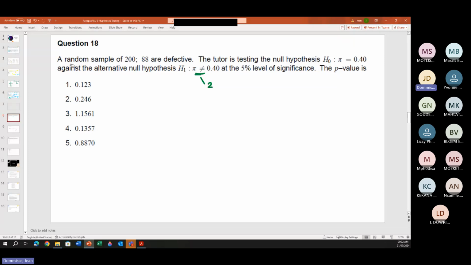Okay, so question 18. A random sample of 200, 88 are defective. The tutor is testing the null hypothesis. Again, we go: null hypothesis, p is equal to 0.4. Alternative hypothesis, p is not equal to 0.4. Okay, so that tells me we're working with a two-tail. Let's see, 5% level of significance.